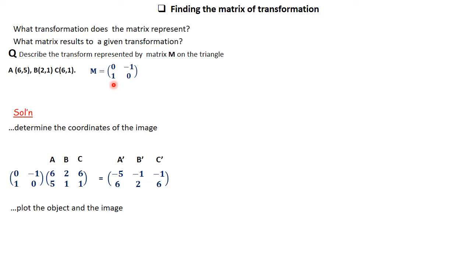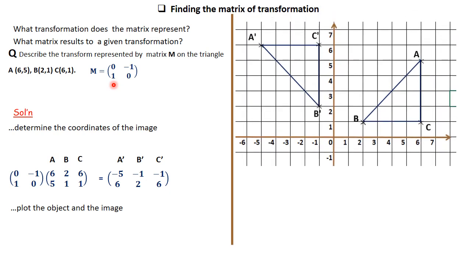At this point, we're going to plot the object and the image, and I have done that for you. The triangle ABC is this one here. The points are 6, 5, 2, 1, and 6, 1, and the coordinates of the image are given also. This is negative 5, 6, then this point here is negative 1, 2, and this point here is negative 1, 6. So the question would be, what transformation happened to move ABC to A prime B prime C prime? Well, clearly this looks like a rotation about the origin.